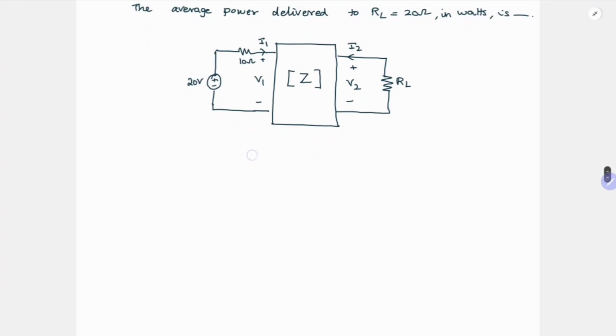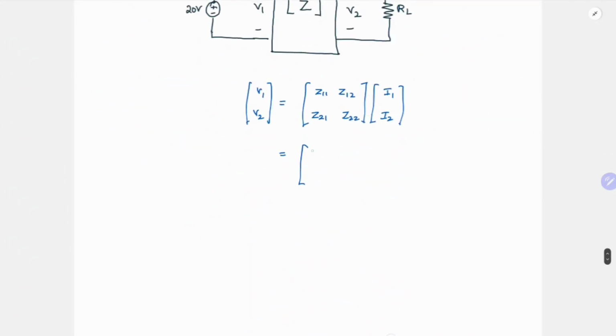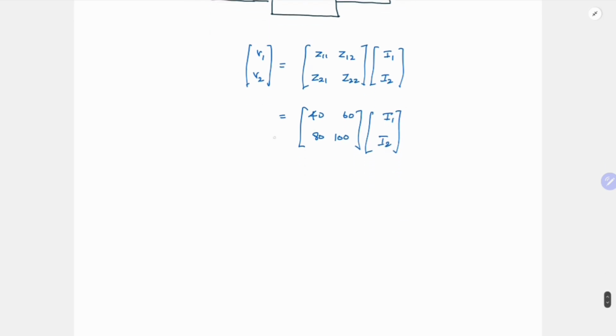So now we have the two-port network Z parameters. V1 and V2 are related to Z11, Z12, Z21, Z22 times I1, I2. This is nothing but 40, 60, 80, 100. Very easy to remember. So if you write it in the normal form, it is V1 equals 40 I1 plus 60 I2, and V2 is 80 I1 plus 100 I2.